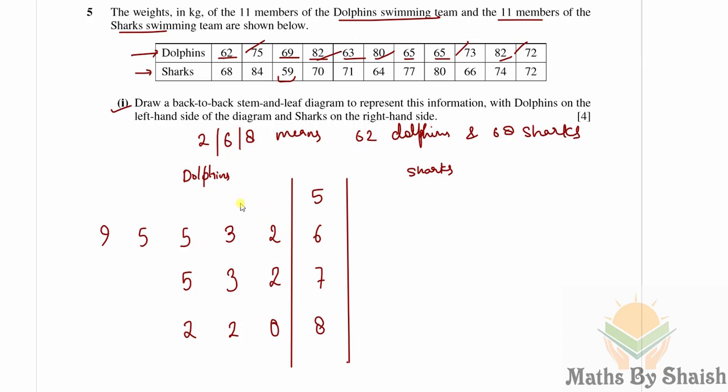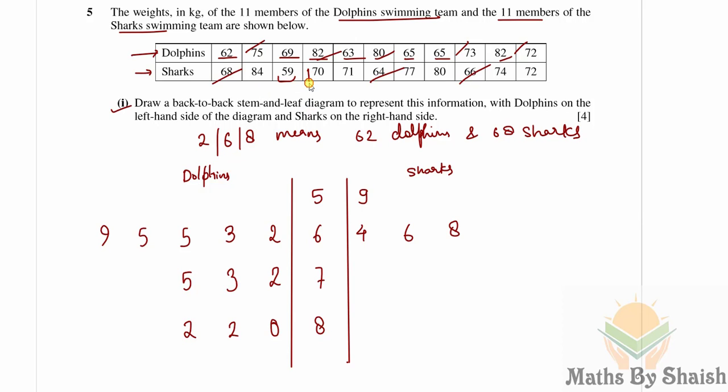All the data we have entered: 3, 3, 6, 3, 9 to 11. All the 11 data are there for the dolphin swimming team. Now for the sharks, it is 59 in the 50s, so it is 9 here, and in the 60s it is 68, 64, 66. In ascending order again we'll start from this place only. So the first is 64 and then 66 and then 68, again equally spaced.